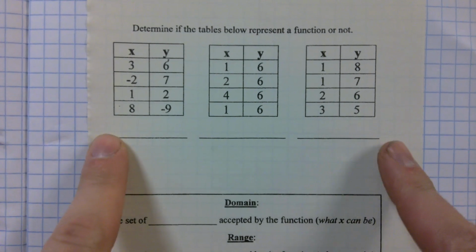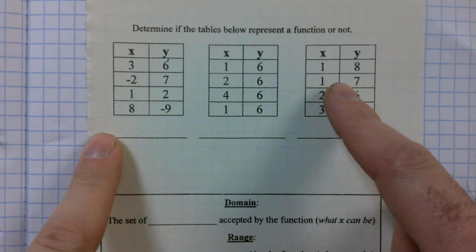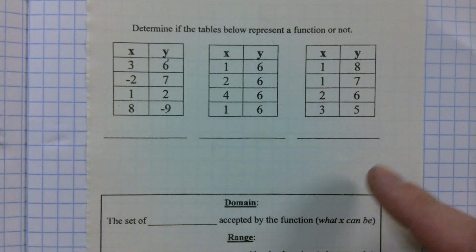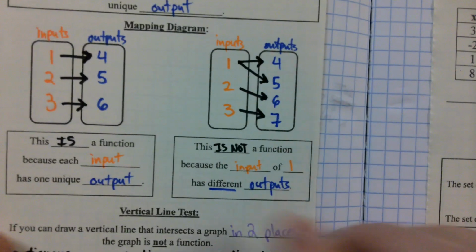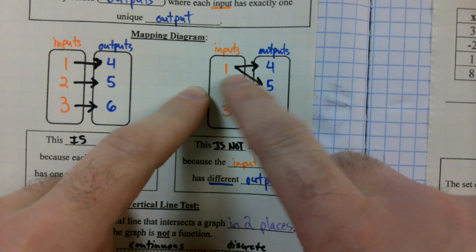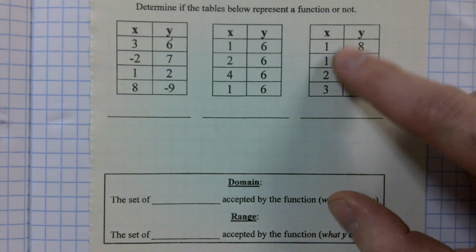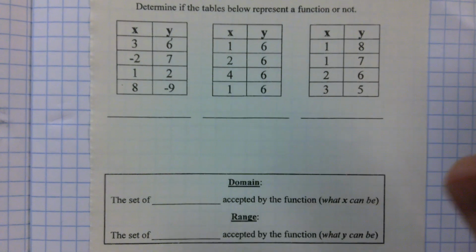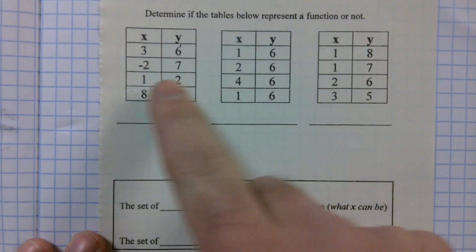So now we're going to look at some tables. These look very similar to our mapping diagrams, except there's no arrows, because my input and my output are on the same level. Over here, we had a little bit of overlap. We didn't write 1 twice, even though it showed up as an input twice. Over here, we do have 1 written twice. That's the only difference, but it's basically the same thing. So we're going to determine if these represent a function or not.